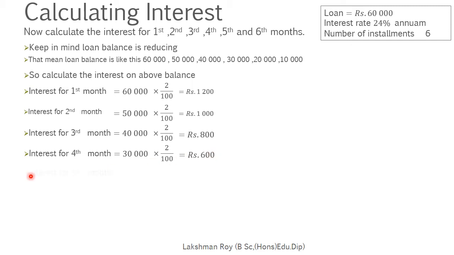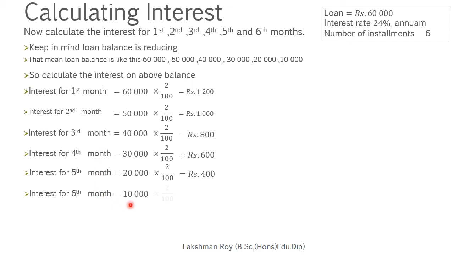What happens if you go to the fifth month? Interest for the fifth month: the balance is 20,000 rupees, multiply by 2%, then you get 400 rupees. So for the last month, the 6th month, the interest for the 6th month: only a loan balance of 10,000 rupees remains. 20,000 minus 10,000 remains at the end of the last month, the 6th month, 10,000 rupees.